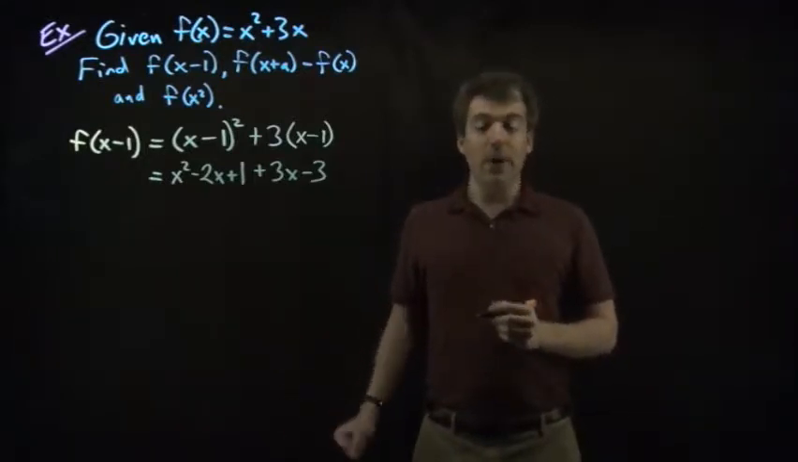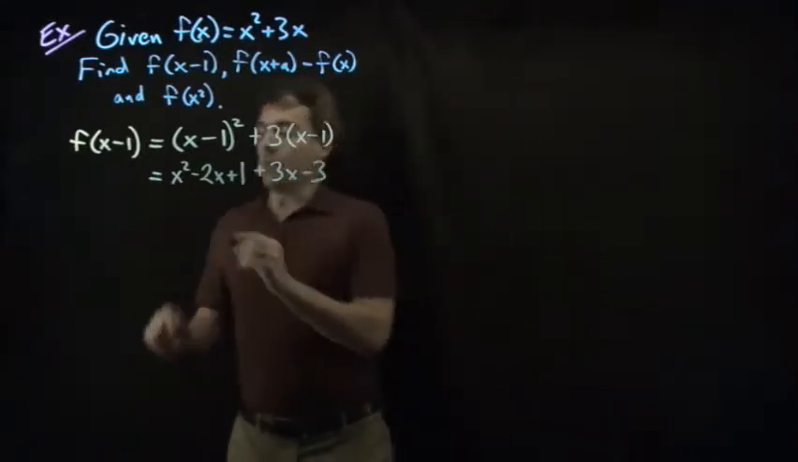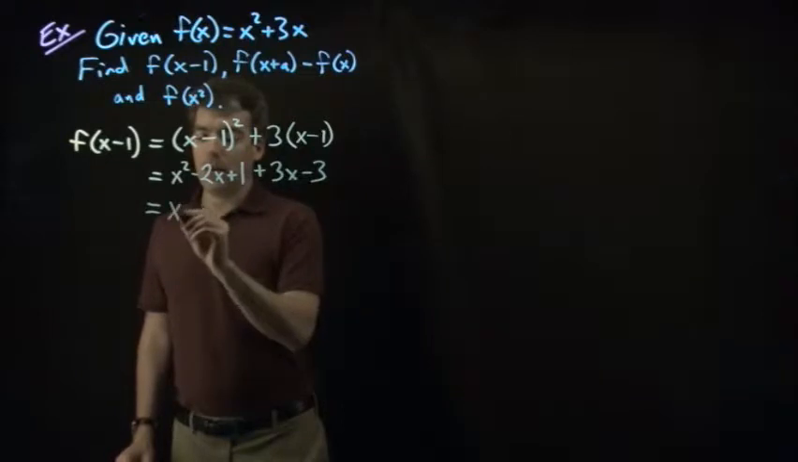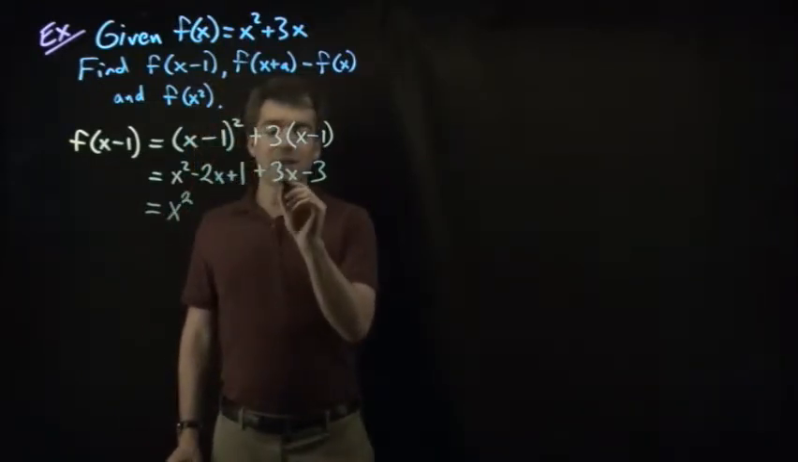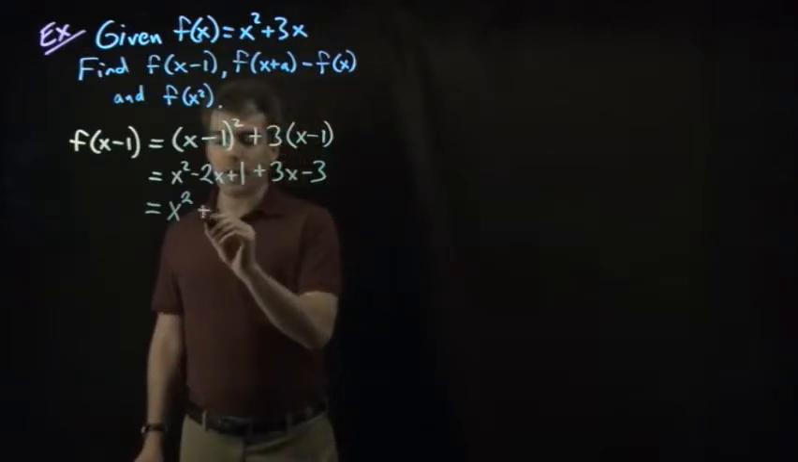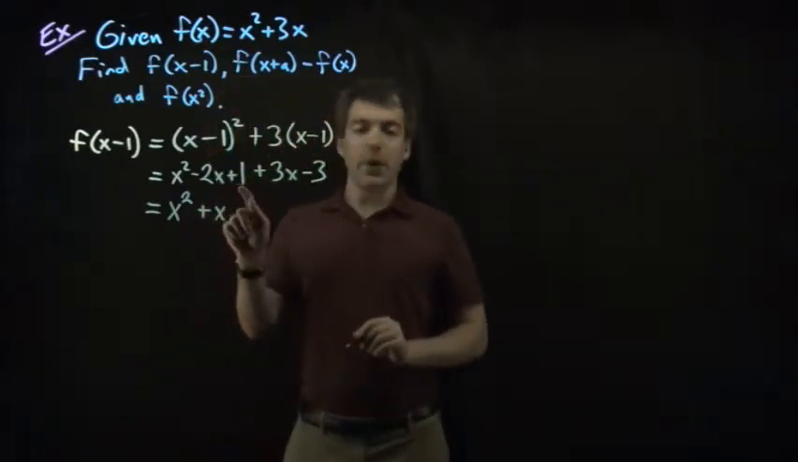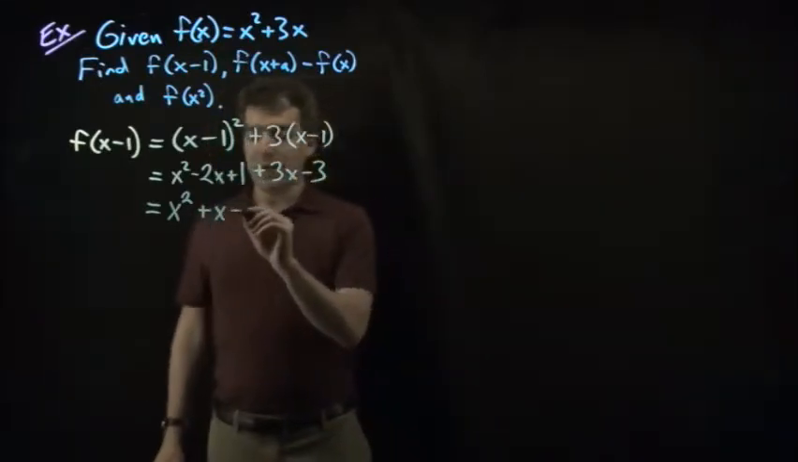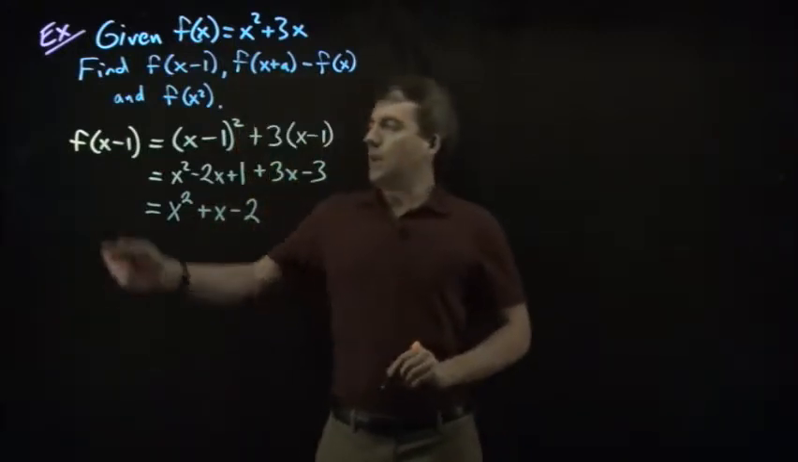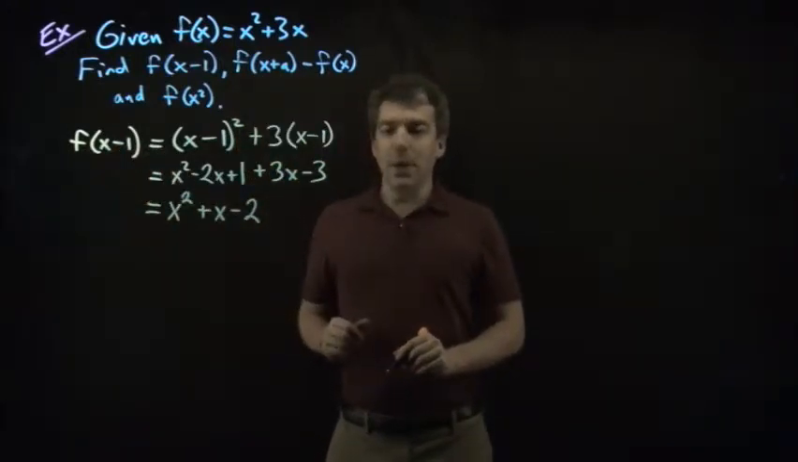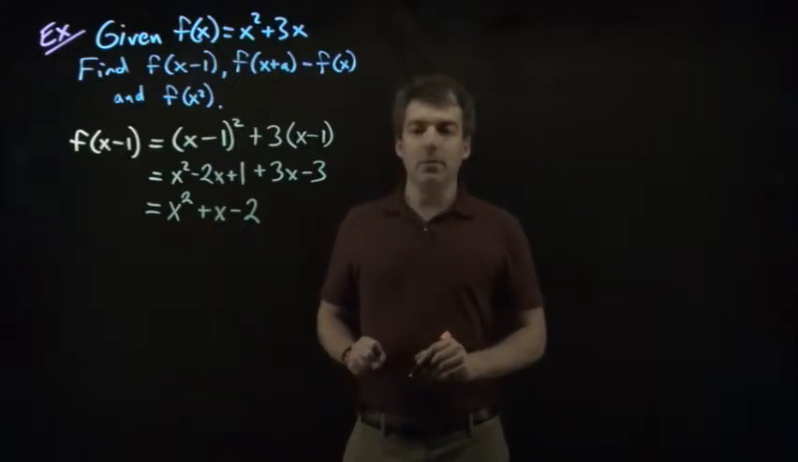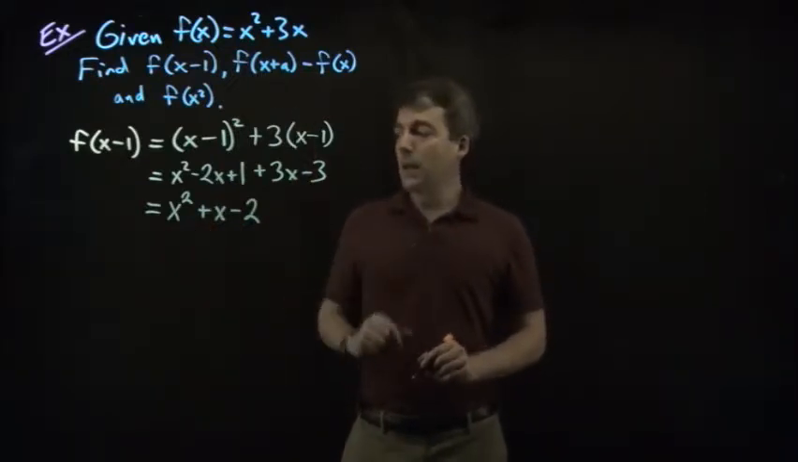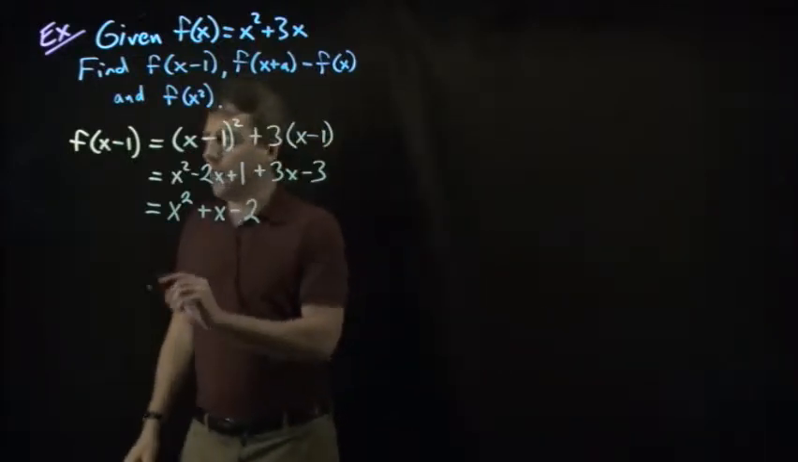And now we'll just combine the like terms. So there's x squared, no like terms, minus 2x plus 3x is just plus x, and then plus 1 minus 3 is minus 2. So what is f of x minus 1 for this function? x squared plus x minus 2. Let's look at the next one.